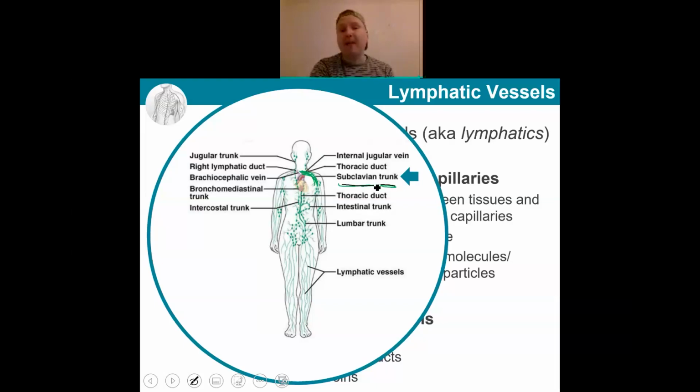We also have the subclavian trunk, draining the area going underneath the clavicle. So just like we had the subclavian artery and vein, we have the subclavian lymphatic vessel. So that's going to be the subclavian trunk of the lymphatic system. And then we have the jugular trunk. Jugular drained or passed along the neck, just like we had a jugular vein and jugular artery. So those were our trunks.